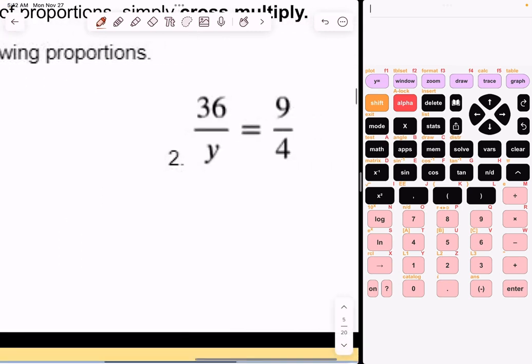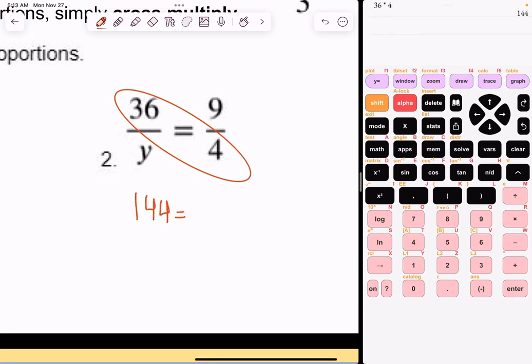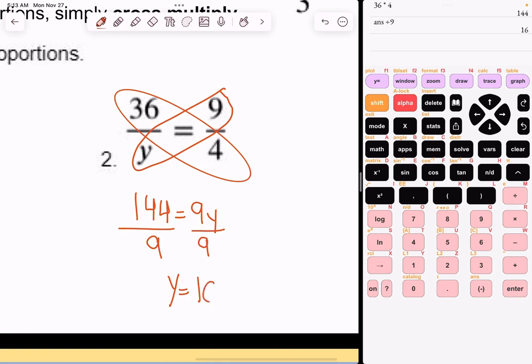Let's look at the next one. 36 times 4. I don't remember that off the top of my head. That'll be 144 equals 9 times y, which is 9y. Now to get rid of the 9, we divide on both sides. We would get y equals 144 divided by 9, which is 16.